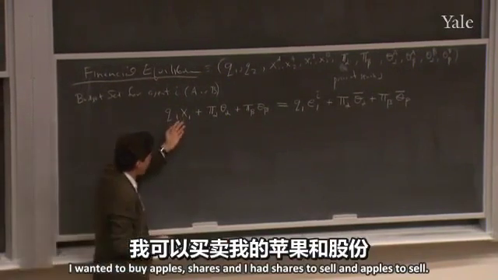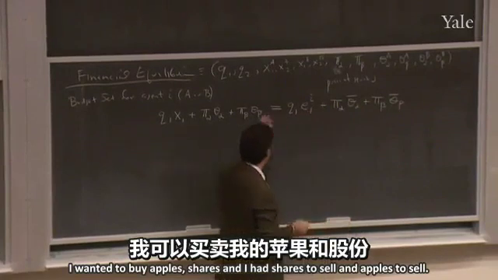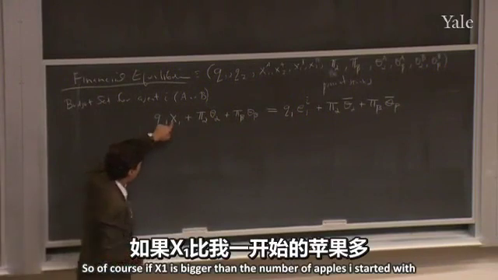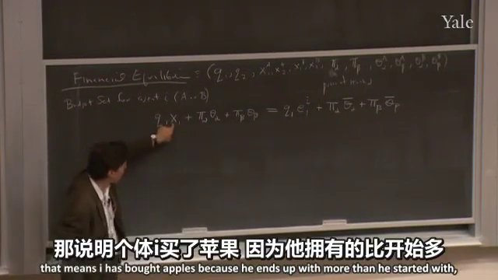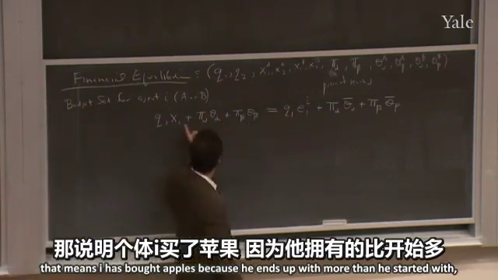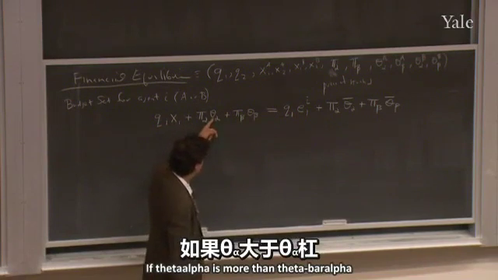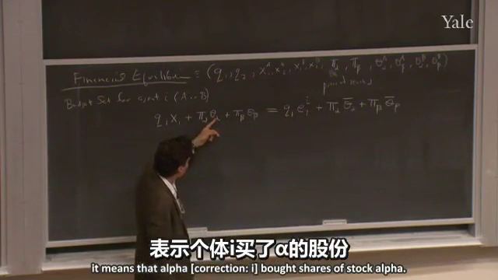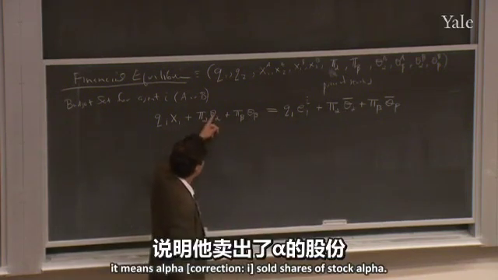I wanted to buy apples and shares, and I had shares to sell and apples to sell. So that's what I did. So, of course, if X_i1 is bigger than the number of apples I started with, that means agent i has bought apples, because he ends up with more than he started with. So on net, he must have been buying apples. If theta alpha is more than theta bar alpha, it means that he bought shares of stock alpha. If theta alpha is less than theta bar alpha, it means he sold shares of stock alpha.